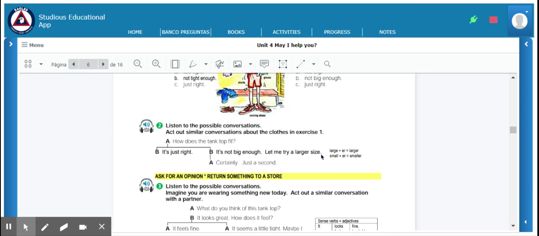Now, let's go to number 2. Number 2 says, listen to the possible conversations. Act out a similar conversation about clothes. You can't act it out just because you guys are at home, but I still want you to write down the conversation in your notebook.